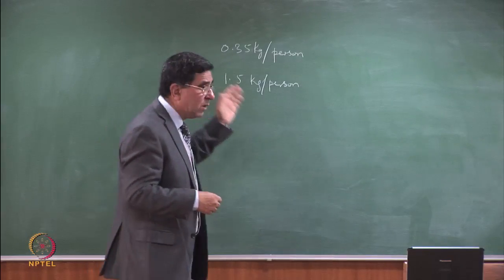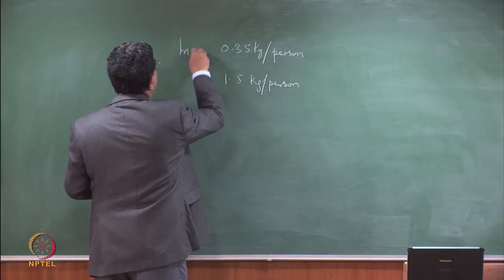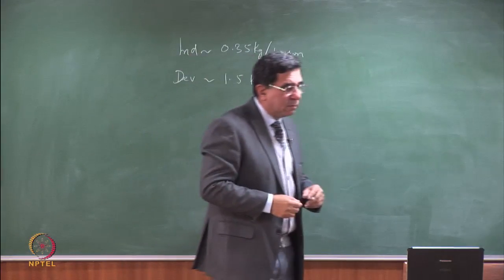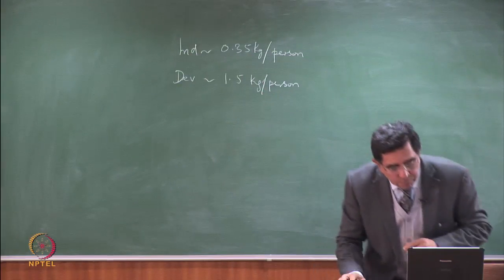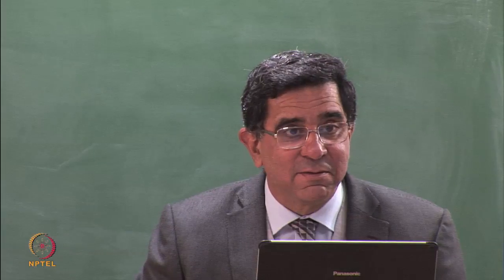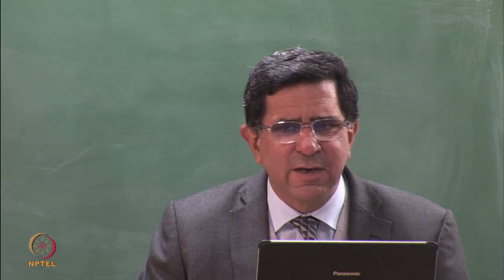So if you know the population, and if you have this, this is a rough figure, this is for developed countries, it can have a wide variation. Then you know that you are producing W tons per year, and let's say the active life is N years, then the total waste is W into N tons. Now, this is a simple formula. We have not taken into account the rate of growth of population. But this is not very important to the developed world because the rate of growth of population is not very high. In some countries, it is negative. You are aware of that? The trees are taking over. What does negative growth rate mean?